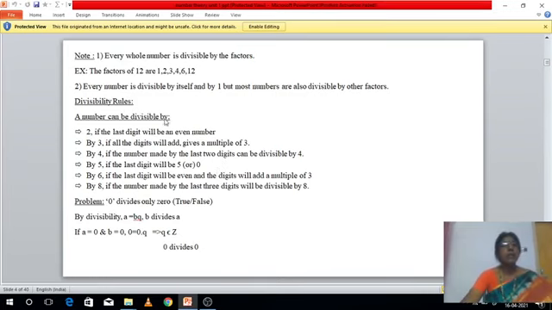Next, a number is divisible by 5 if the last digit is 5 or 0. Similarly, a number is divisible by 6 if the last digit is even and the digits add up to a multiple of 3.